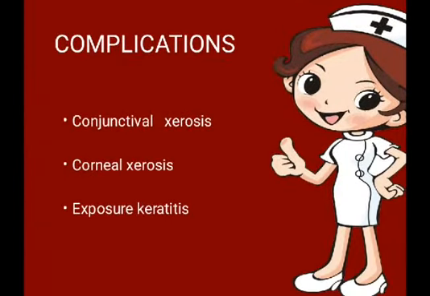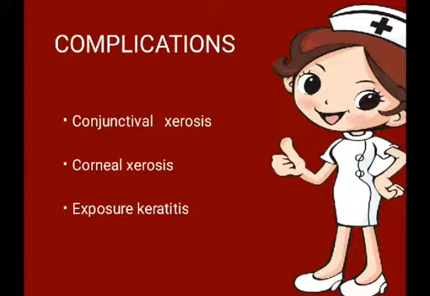Let's move to the complications. The first complication is conjunctival xerosis. The conjunctiva is the part which covers the eyeball, as well as the inner side of the eyelids. That is the conjunctival part and it gets dry. The dryness of the conjunctiva occurs in the first complication. In the second complication, the cornea gets dry. The cornea is the part which covers the pupil as well as the iris. It is a transparent covering above these parts.